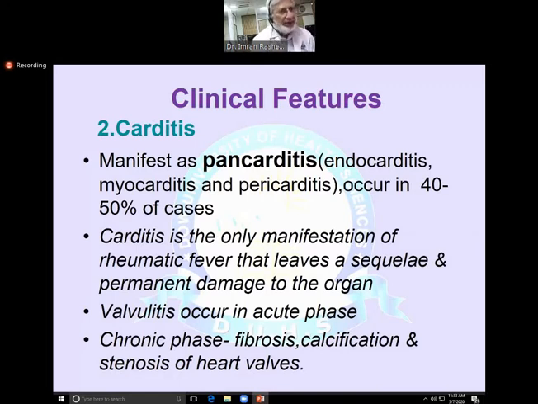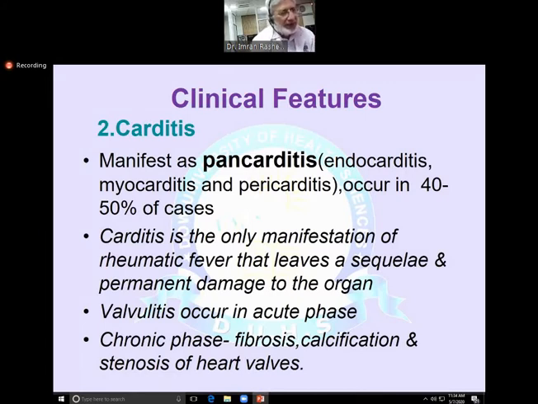Carditis is the only manifestation of rheumatic fever that leaves sequelae and permanent damage to the organ. So this is the most important complication of rheumatic fever, because this is the only manifestation that leaves sequelae and permanent damage. Otherwise, arthritis and the other clinical features that we will be discussing are just transient. They are not going to affect permanently. The only feature that affects permanently is the heart.